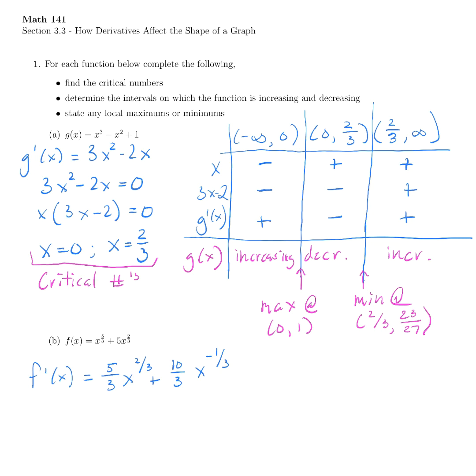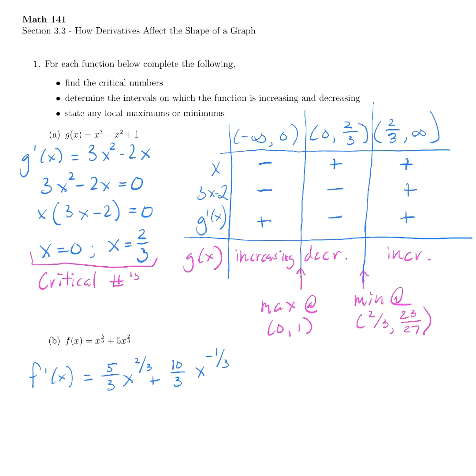g prime is 3x squared minus 2x. Set that derivative equal to 0 and factor, and we get critical numbers of 0 and 2/3. Those two critical numbers define 3 intervals on the x-axis: negative infinity to 0, 0 to 2/3, and 2/3 to infinity.